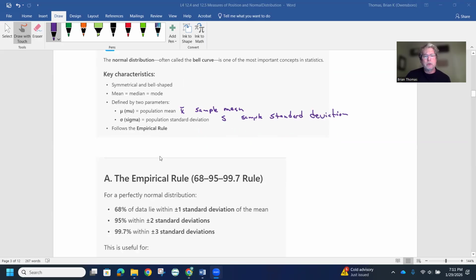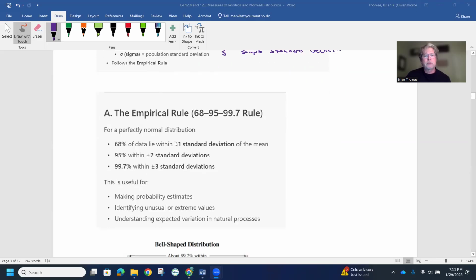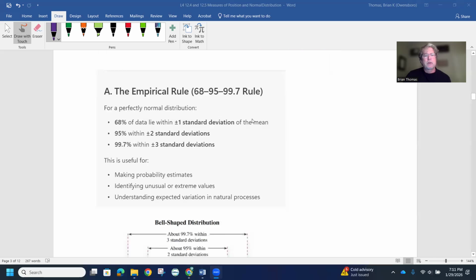So the empirical rule is a special little rule. It's the 68, 95, 99.7 rule. So if you want, you can pause the video at this spot and read through that data and make some notes down. I also got some tables and graphs that you can print out in this folder with respect to the empirical rule.